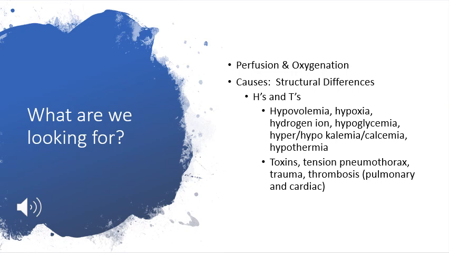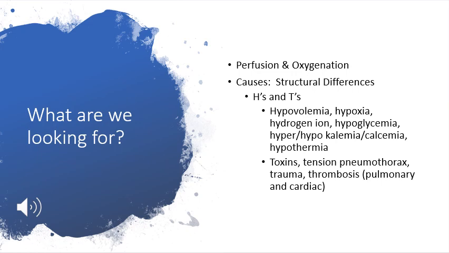If a baby or a child is having perfusion or oxygenation problems, we look through the H's and T's to find the cause. The H's are hypovolemia, and for that one, our treatment would depend on what the child lost. Either blood or fluids are going to be given. Hypoxia, we would give oxygen. Hydrogen ion or acidosis, that could be reversed using sodium bicarbonate. Hypoglycemia, hyper or hypokalemia or calcemia.